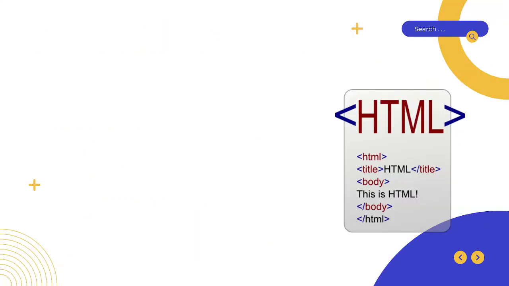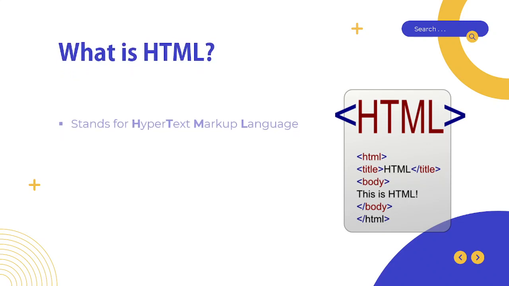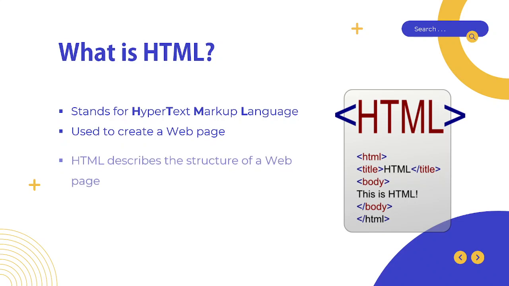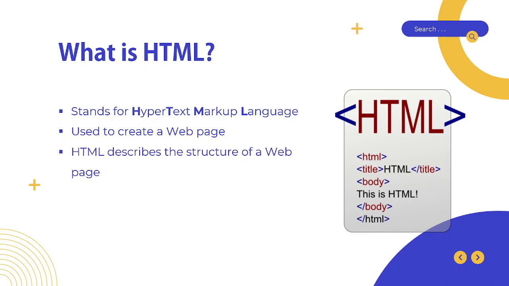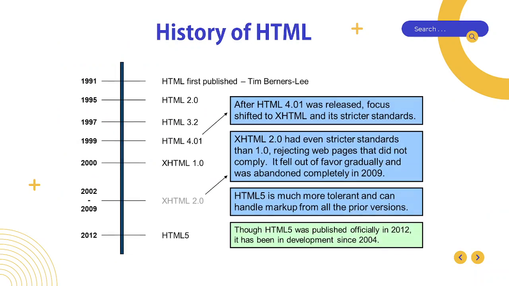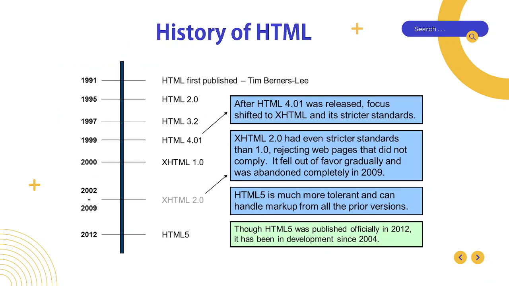So when we say HTML, what does it mean? It stands for Hypertext Markup Language, and it is used to create a web page. HTML, or Hypertext Markup Language, describes the structure of a web page. HTML consists of a series of elements, and here is the history of HTML. It was first published by Tim Berners-Lee in 1991.